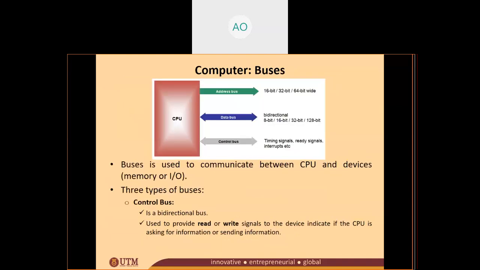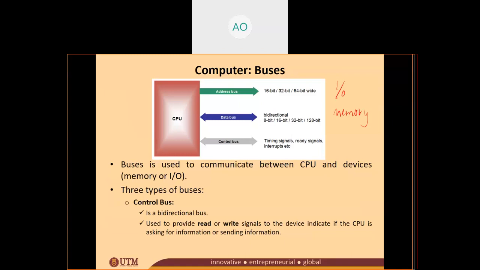Next I want to go to the buses. In order for the CPU to communicate with the I/O and memory, we need a communication device called buses. There are three buses available here. One is the address bus, the second one is the data bus, and the third one is the control bus.